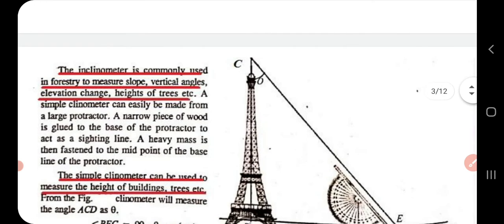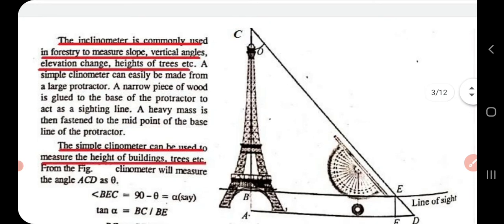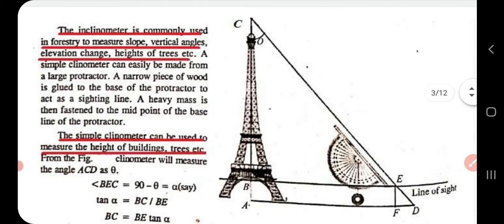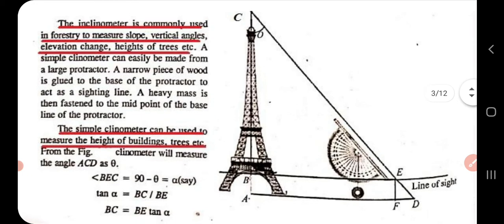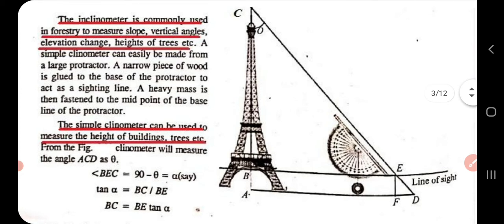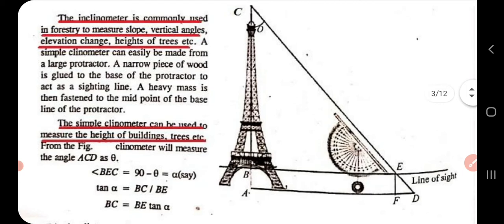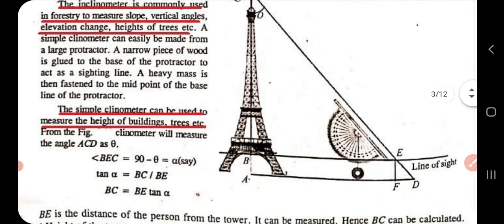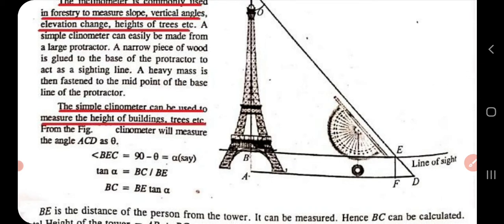Now, inclinometer is commonly used in forestry to measure slope, vertical angles, elevation change, height of trees, etc. It is said that a very simple clinometer, or clinometer in its simplest form, can be made from a very large protractor. A narrow piece of wood is glued to the base of the protractor to act as a sighting line. A heavy mass is then fastened to the midpoint of the baseline of the protractor. That was another way of constructing a clinometer using a protractor.